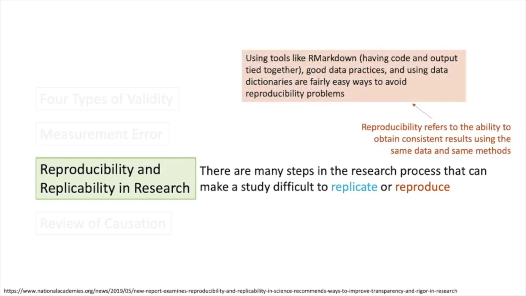So importantly, reproducibility refers to the ability to obtain consistent results using the same data and same methods. So if you handed someone your data and told them the exact methods you did, reproducibility refers to the ability to obtain the same results. And using tools like R Markdown, like we do in this class, having code and output tied together, having good data practices where you are cleaning the data in code and not saving on top of data, you're not doing a ton of things in Excel, and when you're using data dictionaries, these are fairly easy ways to avoid reproducibility problems.